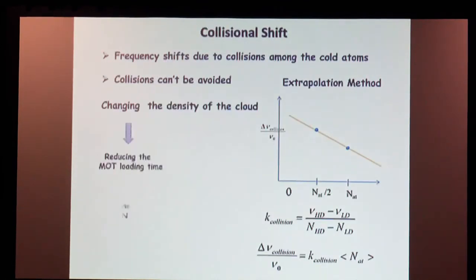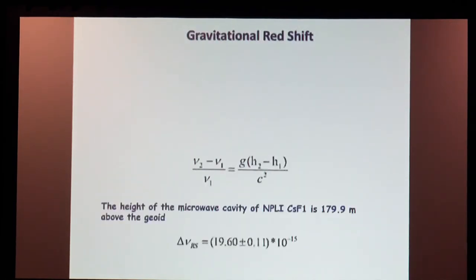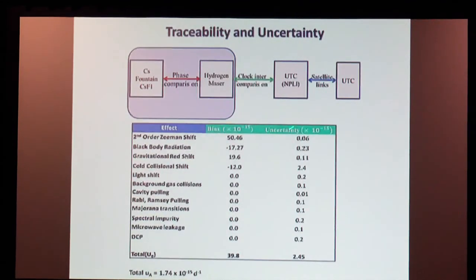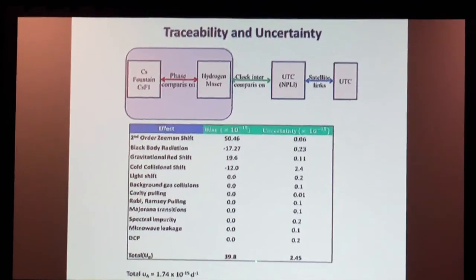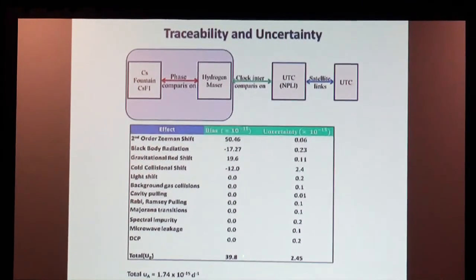I'll skip all these details and just show you, because Eckhart had described some of this in his talk. Some of the systematic uncertainties that we evaluated for our fountain: second order Zeeman was 50, with an uncertainty of 0.06 × 10^-15, black body radiation so much, and finally we get a total systematic shift of 39.8 with a net uncertainty of 2 in 10^-15, and the random uncertainty was this.